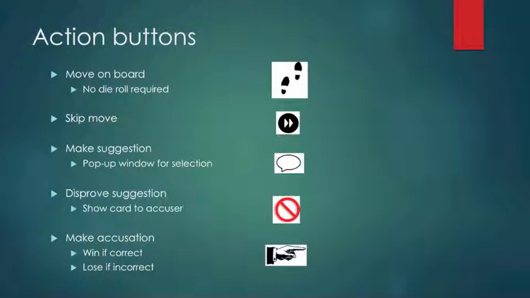Here are the actions that a user can make. To move on the board, the user will click on the footprints. To make a suggestion, the user will click on the comment icon. To disapprove a suggestion, the user will click on the error icon. To make an accusation, a user will click on the pointing hand.